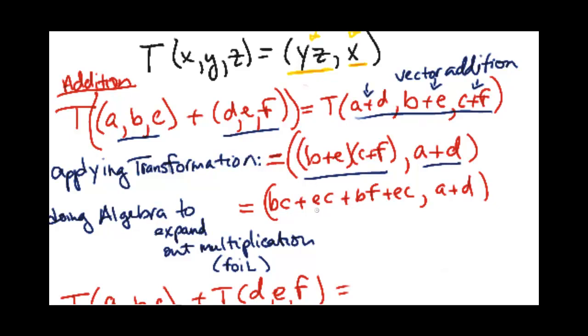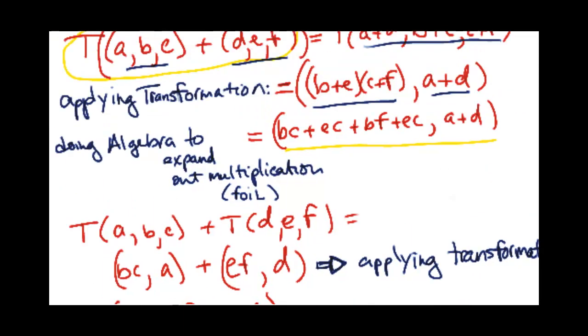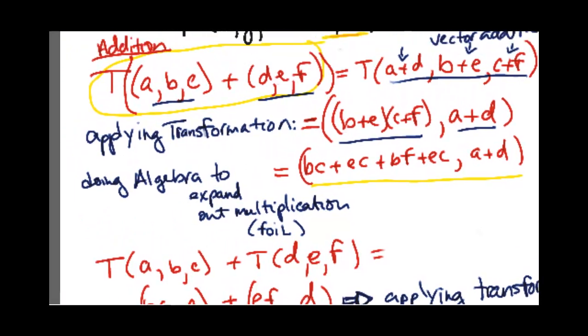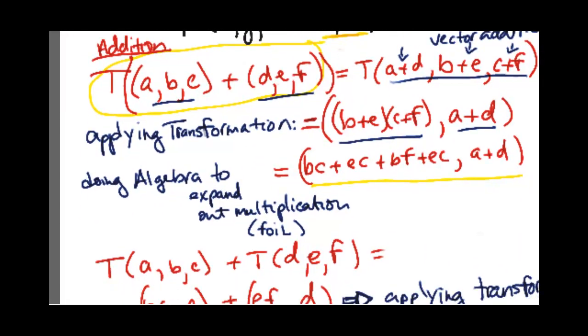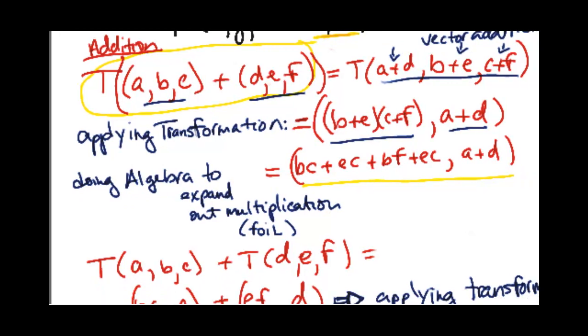So then if we FOIL out, what this transformation here ends up being is this right there. And what we want to do is check to see if that equals this over here. So I'll give you a second to catch up and write all this down. You do have the rewind capabilities with a video and the pause ability.